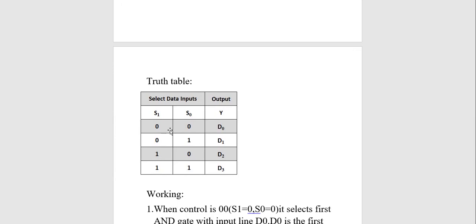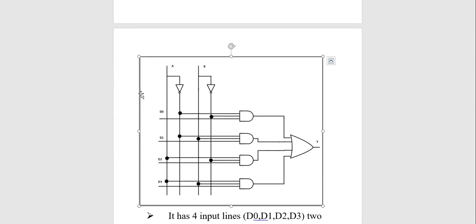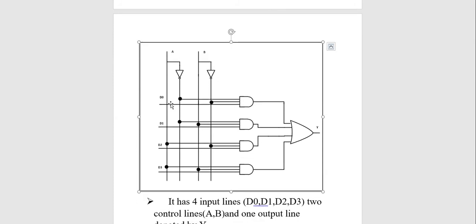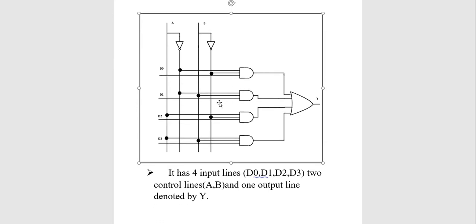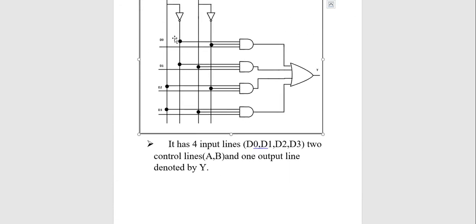Okay, if both the inputs are 0, which output will be selected? That is, if A is 0 and B is 0, then the first AND gate will be selected, that is, the first input D0 is selected, and whatever output is generated in D0 will be given to Y, that is, your output.